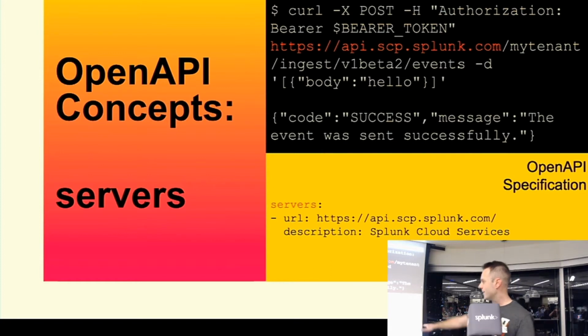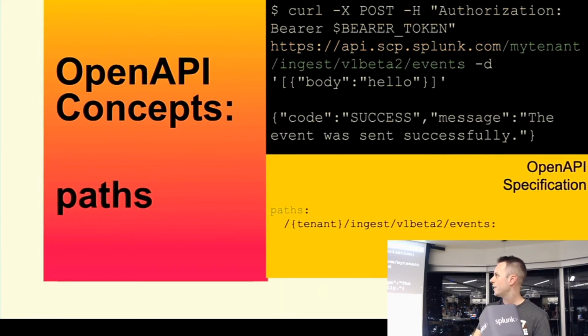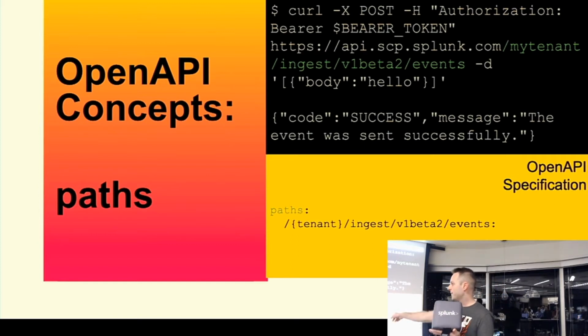So yeah, the concept up top of the highlighted red portion is just server. So where does the endpoint live? In this case, it's our API for our Splunk cloud services at api.scp.splunk.com. There's a concept of paths. So every endpoint that you would hope to hit, or if you're developing a new API, in this case to ingest data, you just have a simple path.